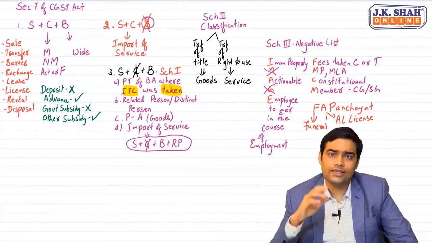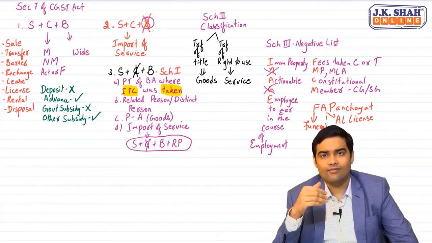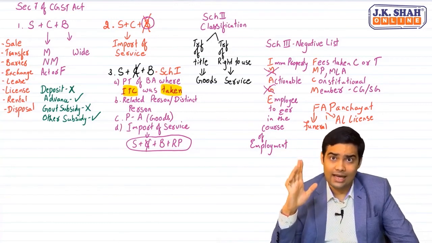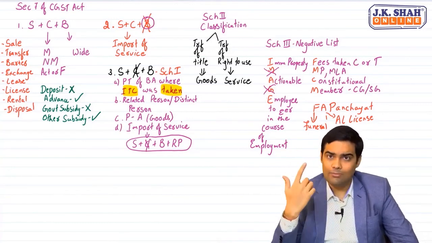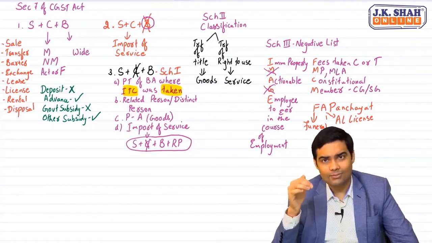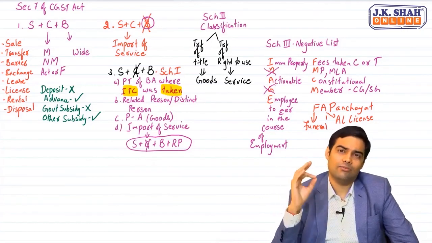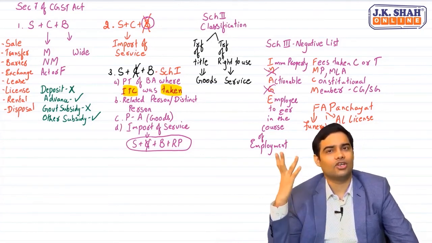I deals with immovable property. Then we have actionable claim other than betting, gambling, lottery. Betting, gambling, lottery is liable to GST. Employee providing services to employer. FMCM is fees taken by court or tribunal. MPMLA, constitutional person, member of any body established by central government or state government.